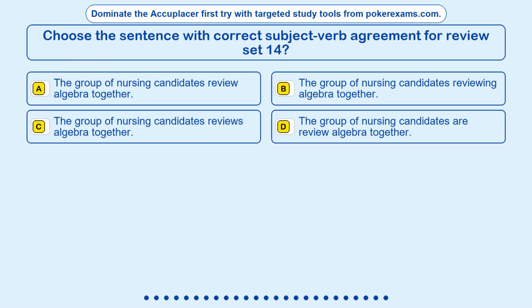Question 18. Choose the sentence with correct subject-verb agreement for review set 14. Option A. The group of nursing candidates review algebra together. Option B. The group of nursing candidates reviewing algebra together. Option C. The group of nursing candidates reviews algebra together. Option D. The group of nursing candidates are review algebra together.